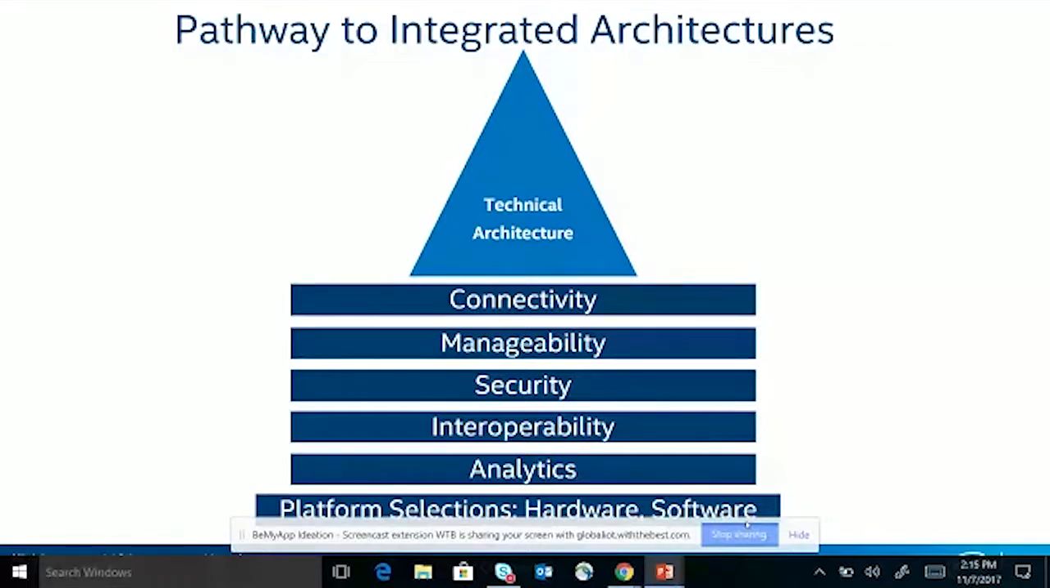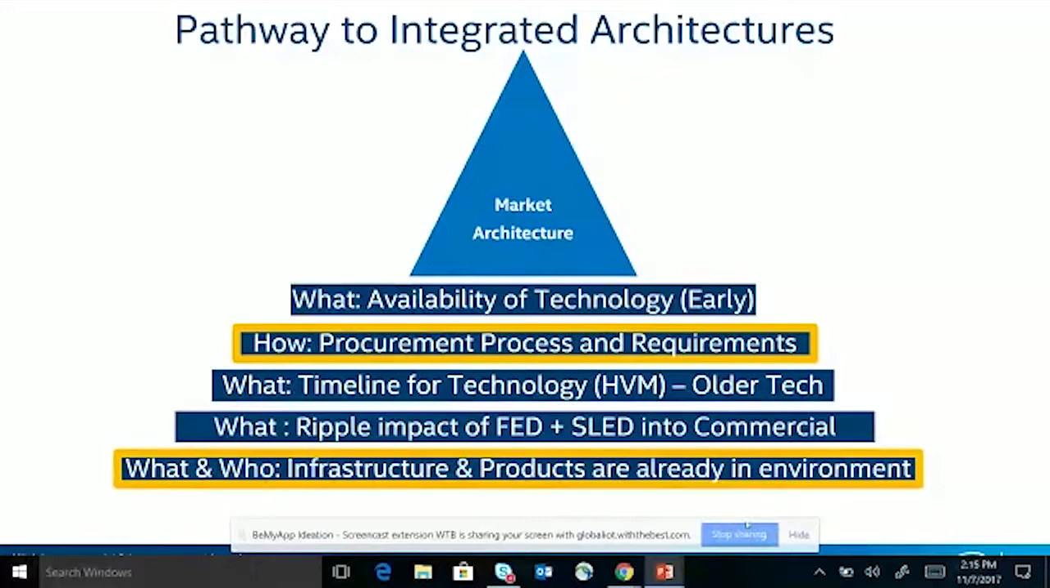And the last piece of the set of three architectures: we've talked about business, we've talked about technology. Now let's talk about market architecture for public sector. One of the challenges that we have with the market is the availability of technology. So when you are working in several public sector environments, some of the technology that you want to use may not be available for high volume manufacturing.